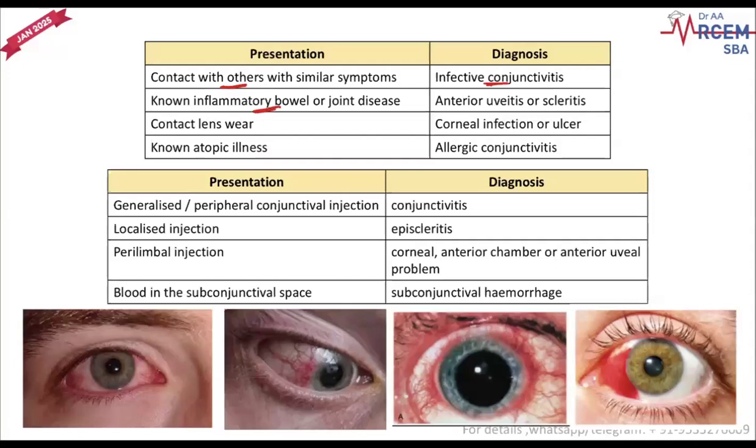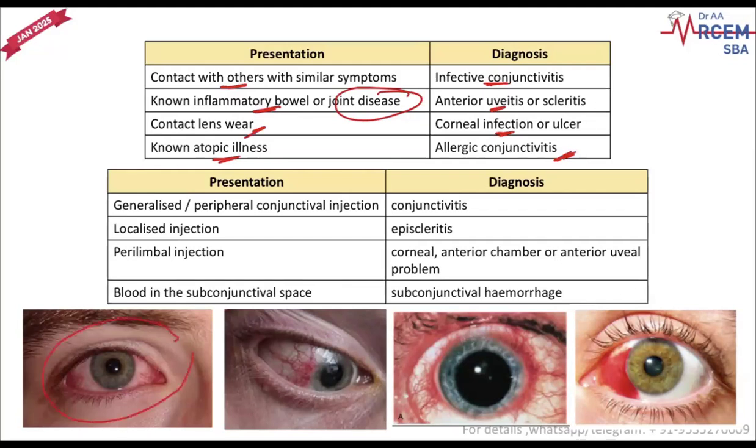If it is associated with inflammatory bowel disease or a joint disease, what inflammatory bowel disease am I talking about? Crohn's disease or ulcerative colitis. Joint disease is ankylosing spondylitis. If the patient has one of these, think of anterior uveitis. If the person is wearing a contact lens, think of corneal ulcers, because a foreign object can cause infection. If he has an atopic illness, like the person is a known case of asthma or hay fever, think of allergic conjunctivitis.